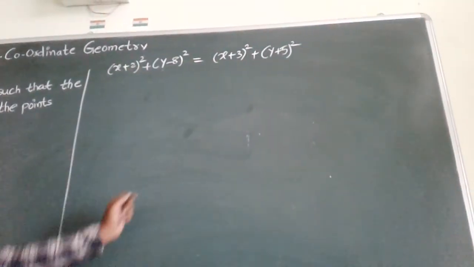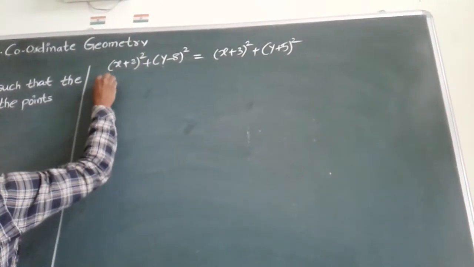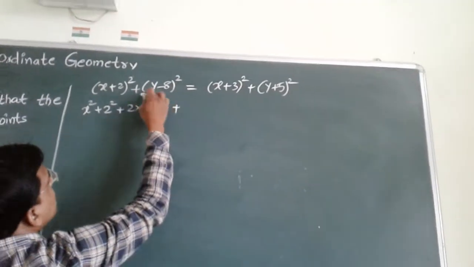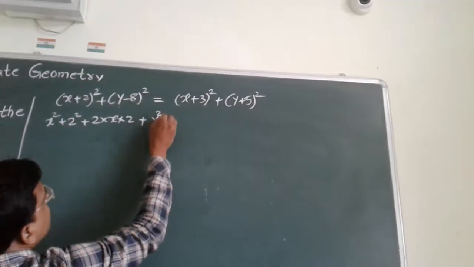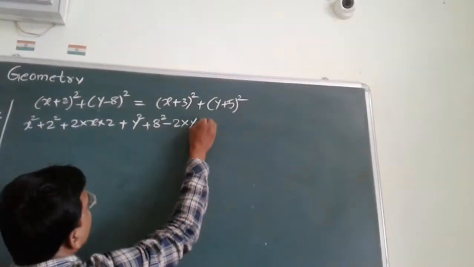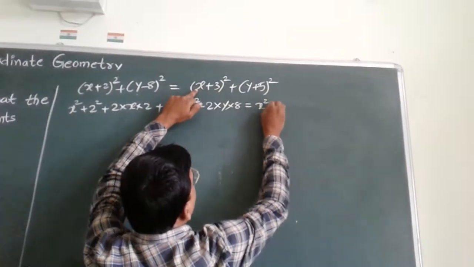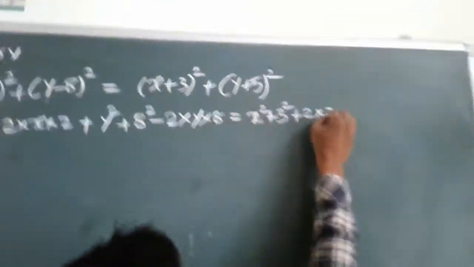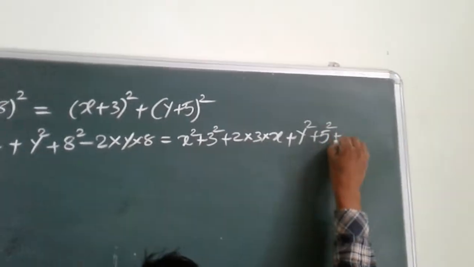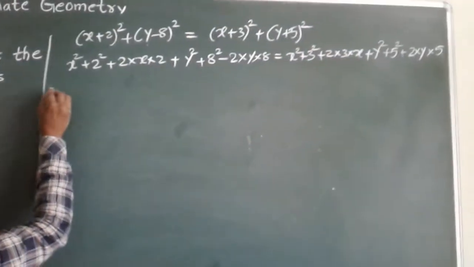So here apply algebraic identities, (a plus b) whole square and (a minus b) whole square. Okay, a square plus b square plus 2ab. Then apply (a minus b) whole square: a square plus b square minus 2 into a into b. Okay, the same thing applies here: x square plus 3 square plus 2 into 3 into x, the same (a plus b) whole square. Okay, so simplify it in the next step.